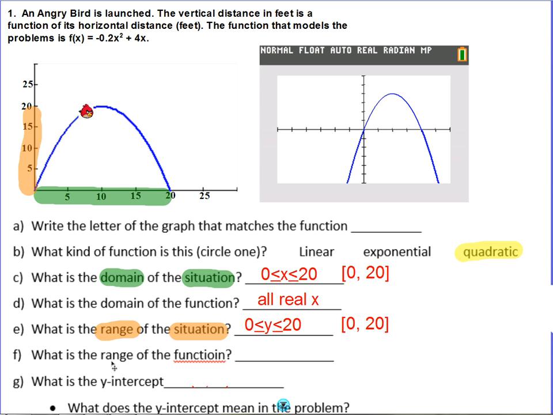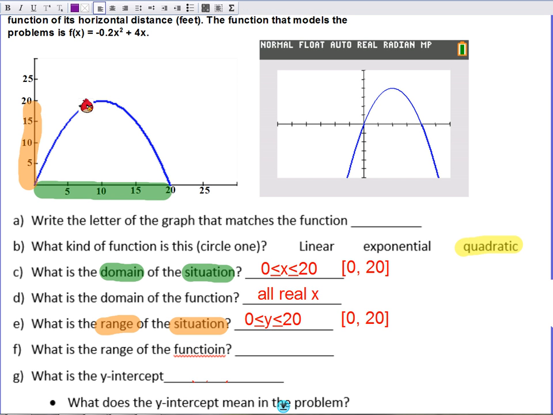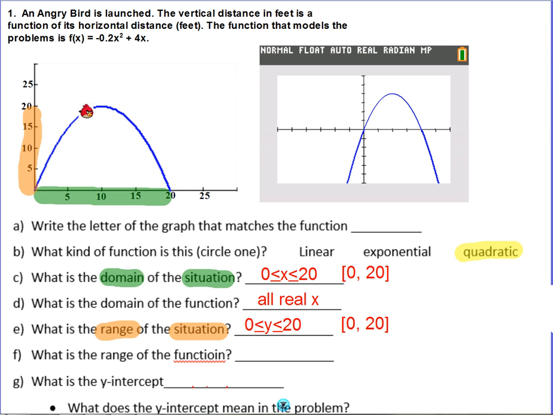Okay. Part F, what is the range of the function? And I spelled function wrong, and I can't fix it right now. What is the range of the function? Okay, the function itself, again, that's looking at this graph. And here again, I've got the high point here. And the blue lines, the sides of the parabola, they go down forever. So any value, I set this up to count by 5 just like over here. So all real y less than or equal to 20.